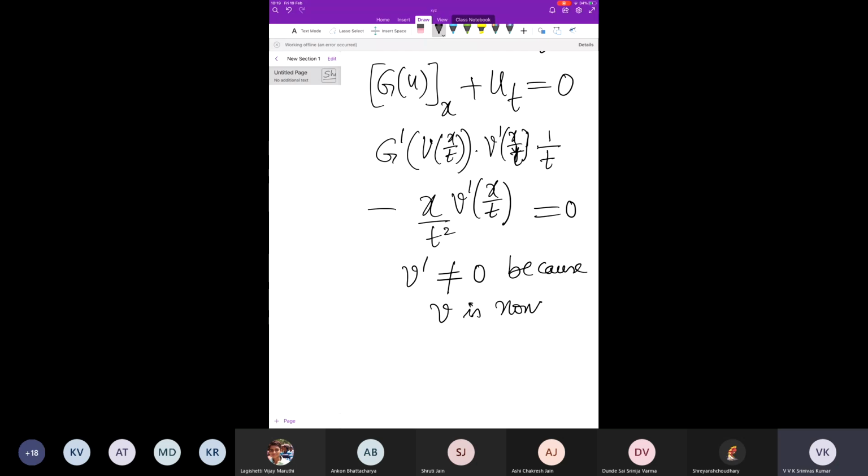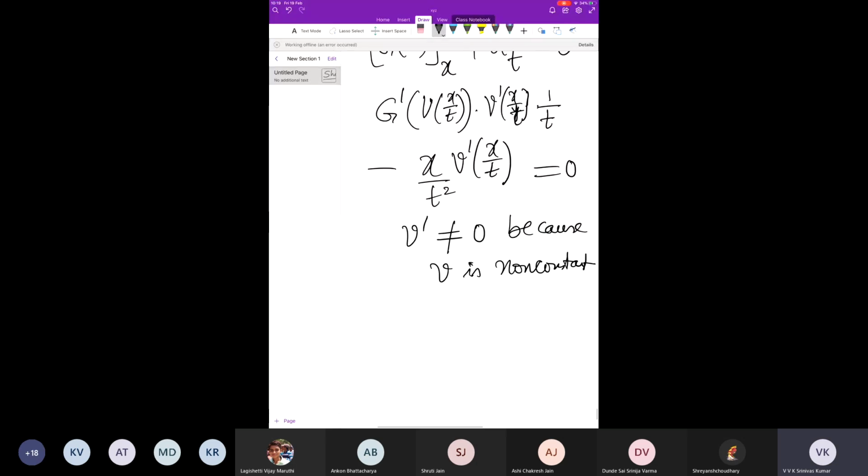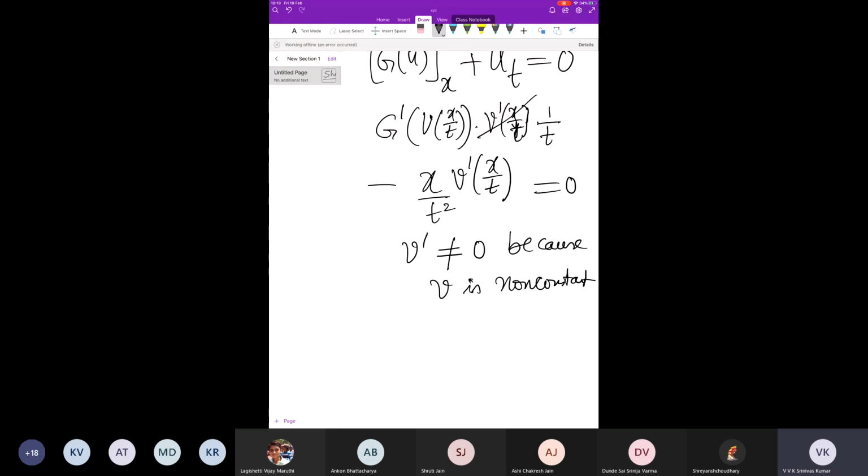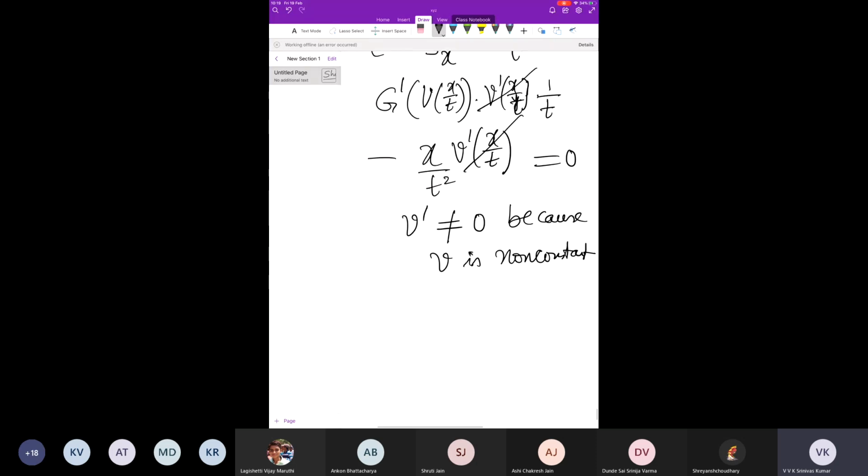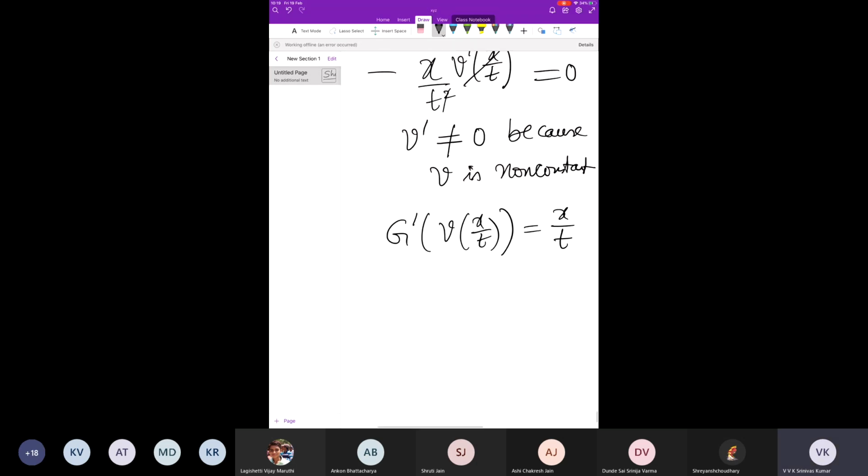So we can cancel out v prime of x upon t. And what we have now is take the 1 by t, t is also positive, so cancel t also. So now we have g prime of x upon t is equal to x upon t. Okay. So from this, what we can conclude is that g prime of v of x upon t is equal to x upon t.